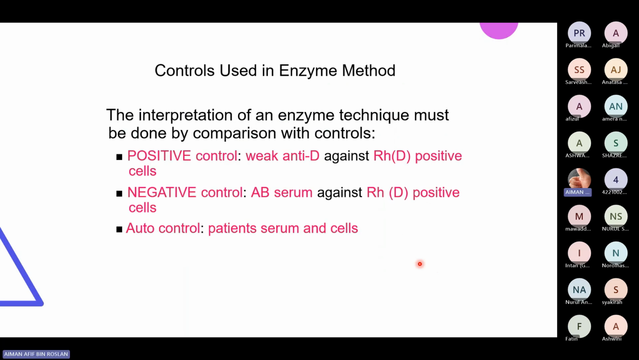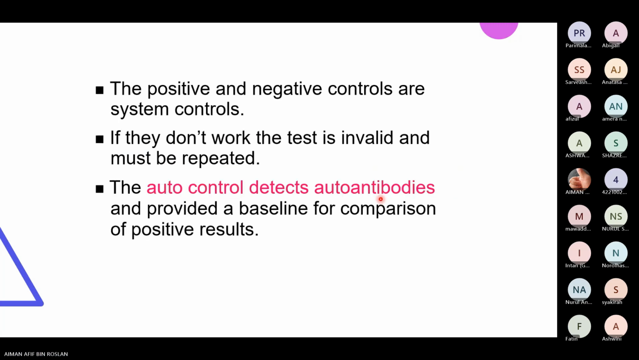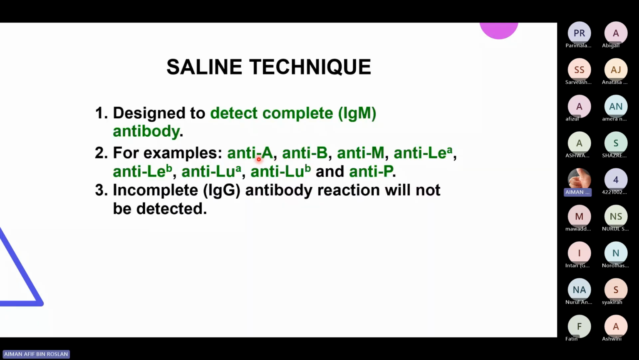The controls used in the enzyme method: the interpretation of an enzyme test must be done by comparison with controls. The positive and negative controls are system controls. If they don't work, the test is invalid and must be repeated. The auto control detects autoantibodies and provides a baseline for comparison of positive results.